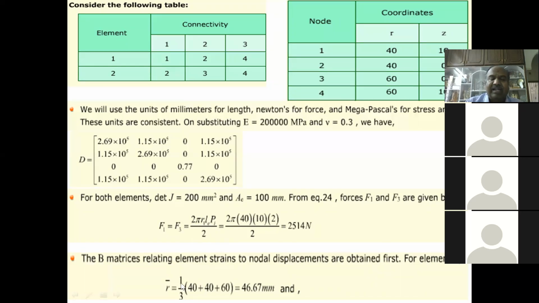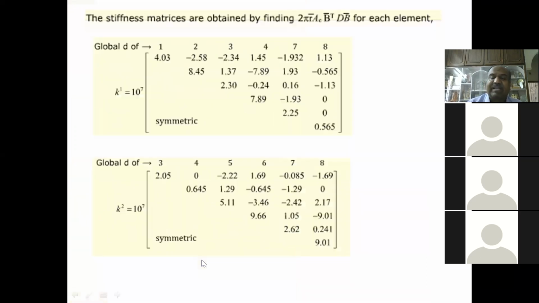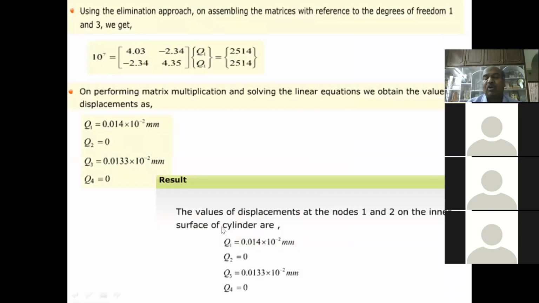So centroid, if you want to calculate, R bar is 1/3 (R1 plus R2 plus R3). So you get those. Then the B matrix at the centroid, whatever equation we are given, substitute there, and the R bar value is known. Similarly, the second element you can calculate, then multiply D into B1, then D into B2, then these 2 matrices you have to add according to degrees of freedom. Then you can get the K1 matrix, K2 matrix. These two matrices you can add, you can get the global matrix.